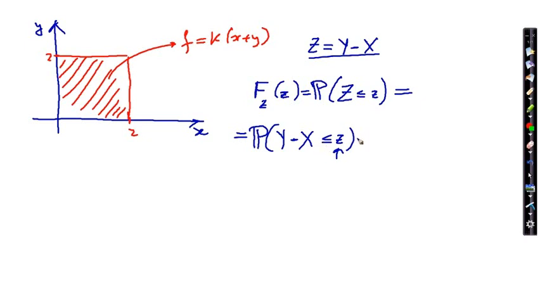To calculate this probability, I need to draw geometrically the region over which we are integrating, or region where my point xy is lying. So I will have something like this. Let me draw this region where y is less or equal than x plus z. To that end, I need to draw the line first, where y is equal to x plus z. Then I will take the lower part, the part under that line.